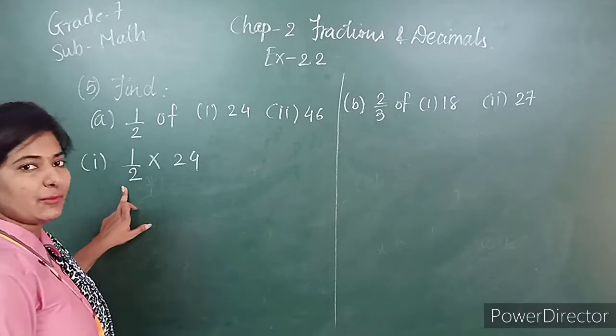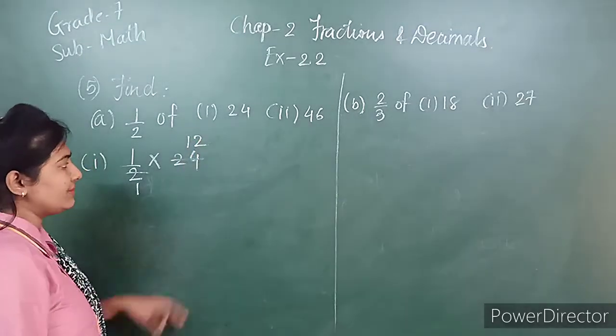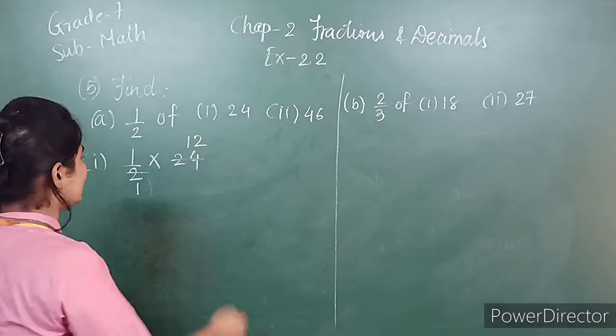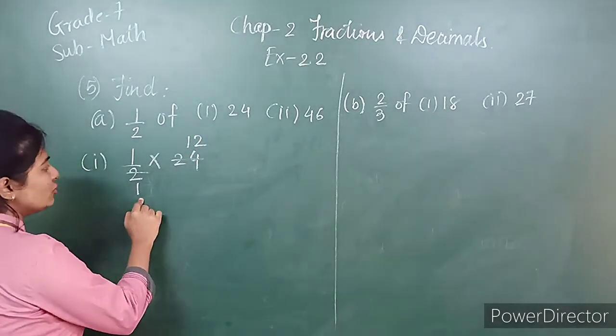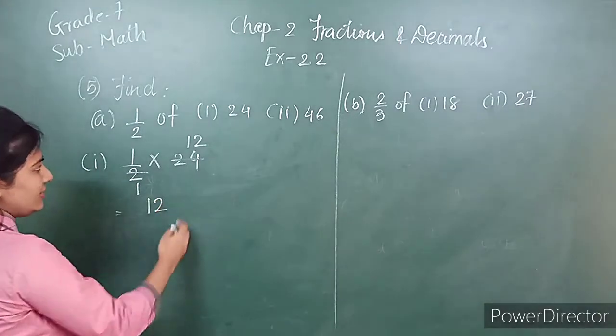So here cutting is possible. 2 ones are 2 and 2 12s are 24. It means 12 2s are 24. So here we have to cut it with 2. 2 ones are 2 and 2 12s are 24. So our answer is 12.